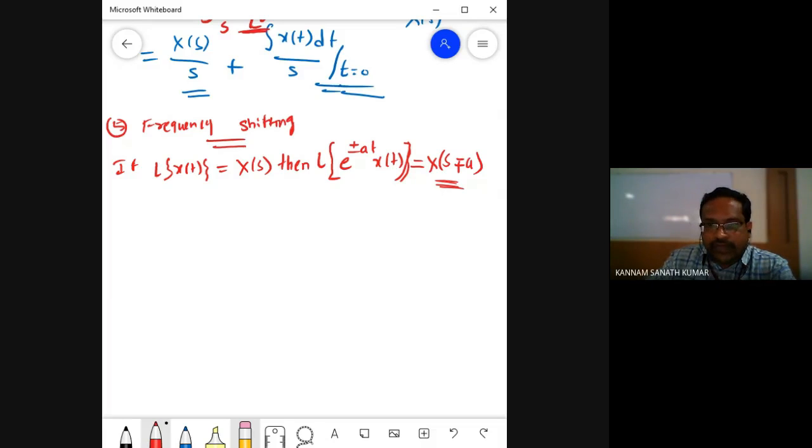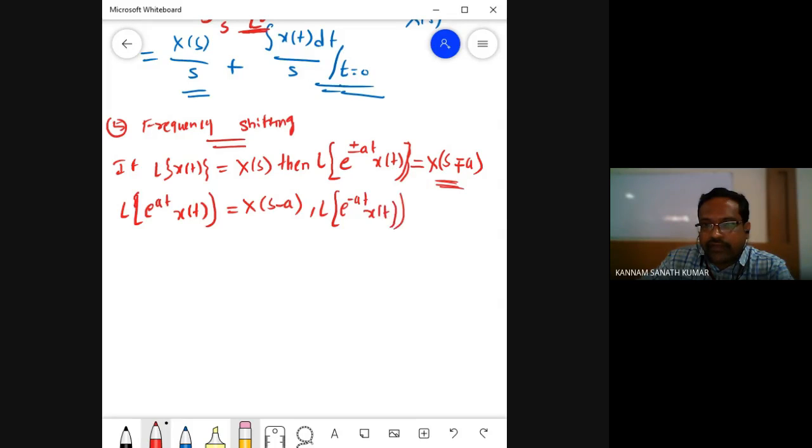So if you write separately, the Laplace transform of e power at into x of t, as in the last class problem, you are getting x of s minus a. And the Laplace transform of e power minus at into x of t equals x of s plus a. So here plus is there means you are getting minus, and here minus is there means you are getting plus. We'll see the proof.